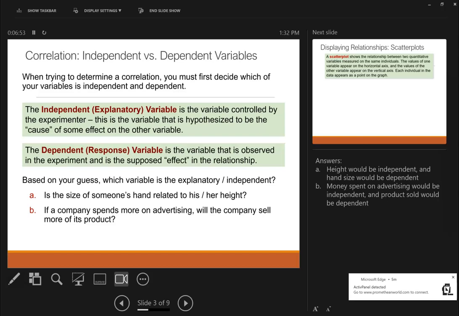If a company spends more on advertising, will the company sell more of its product? What's the independent variable? Advertising spend, and the dependent would then be selling product. Yeah, sales, right? Everybody agree? Feels like the advertising should impact sales, cause you to sell more stuff. If it doesn't, you need to hire a different advertising firm.